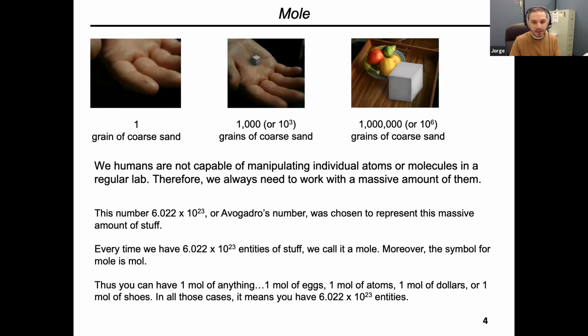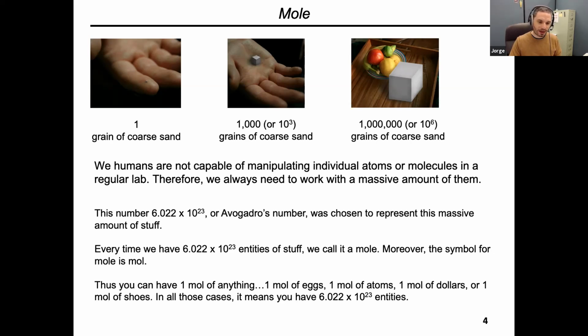It's the same idea with atoms. We humans are not capable of manipulating individual atoms or molecules in a regular lab. Therefore, we always need to work with a massive amount of them. And this massive amount is 6.022 times 10 to the 23rd, and it is called Avogadro's number. It was chosen to represent this massive amount of stuff.